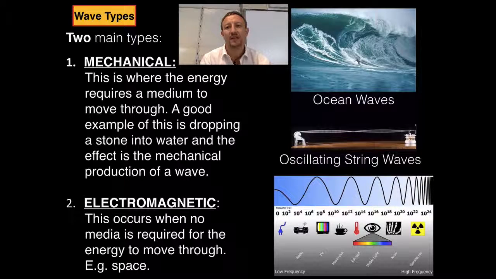Now the opposite is an electromagnetic wave. An electromagnetic wave also has energy, however it doesn't require movement through a medium. For example, sunlight. Sunlight, as we know, is an electromagnetic wave and it passes across space. Now space has no medium because it's a vacuum.